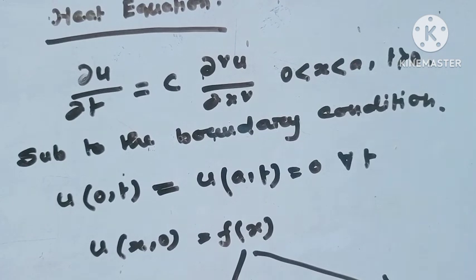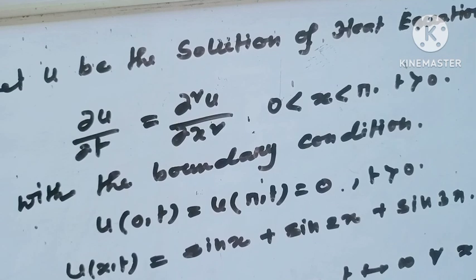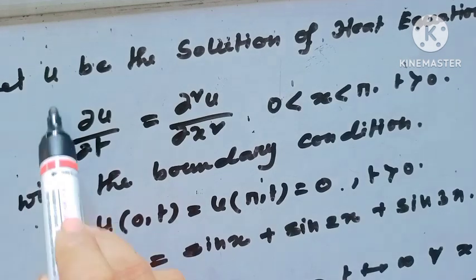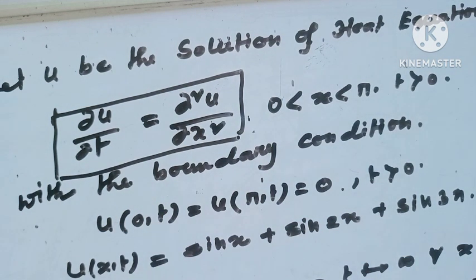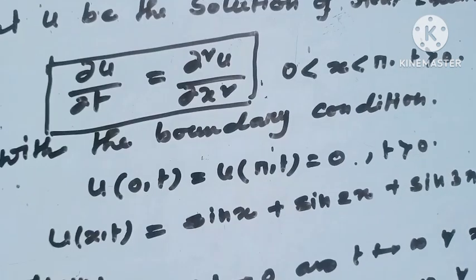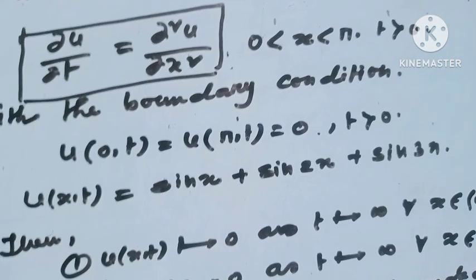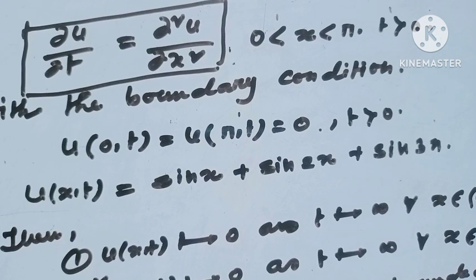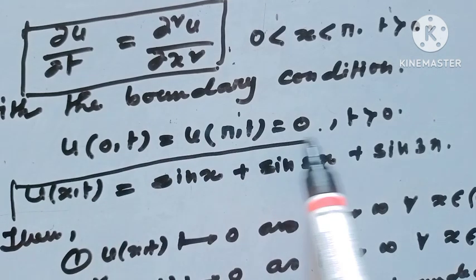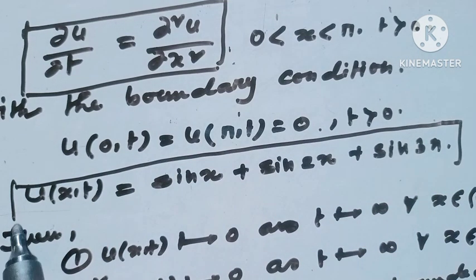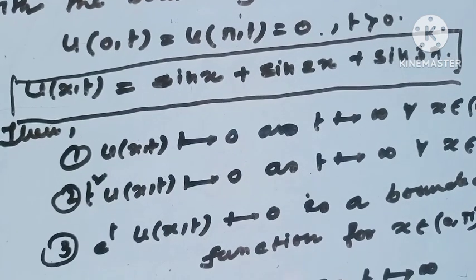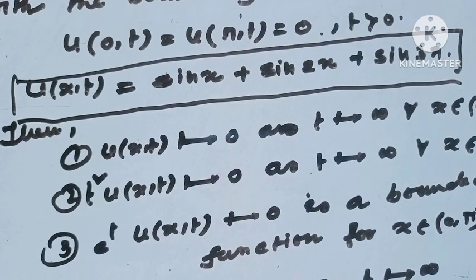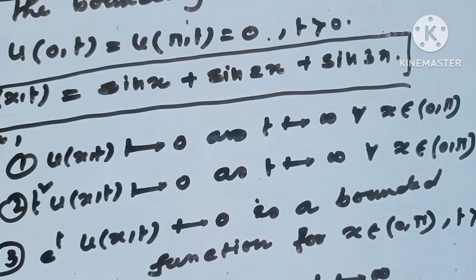The first question: let u be the solution of the heat equation ∂u/∂t = ∂²u/∂x², with 0 < x < π and t > 0, with the boundary condition u(0,t) = u(π,t) = 0, and given u(x,0) = sin x + sin 2x + sin 3x. Then option 1: u(x,t) tends to 0 as t tends to infinity, and this is true for all x belonging to (0,π).